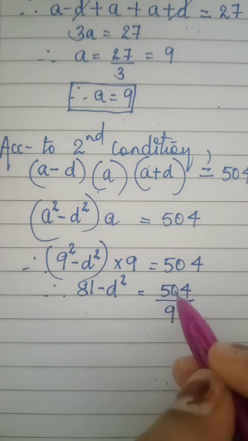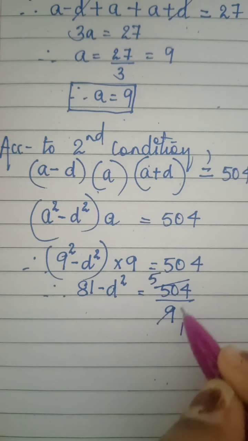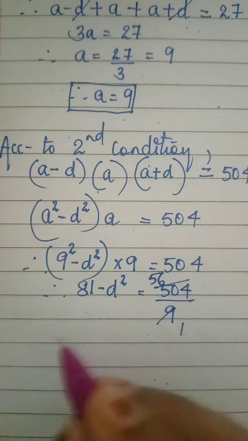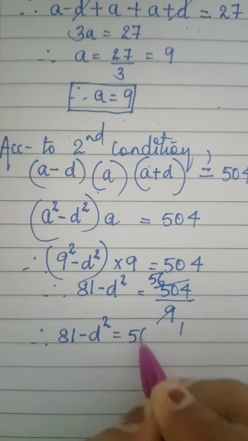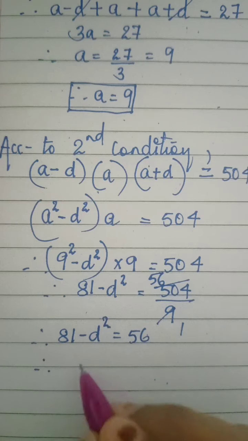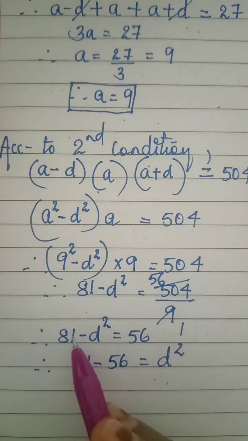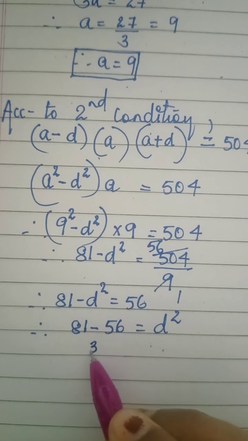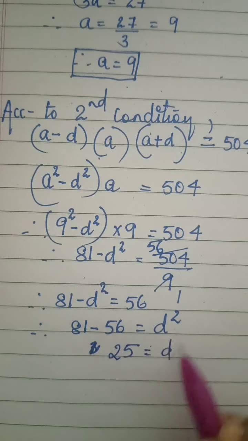Fine. 9 5s are 45. 9 6s are 54, so 504 divided by 9 is 56. So 81 minus D square is equal to 56. Therefore 81 minus 56 is equal to D square. Subtracting, 11 minus 6 is 5, and 7 minus 5 is 2, so 25 is equal to D square.